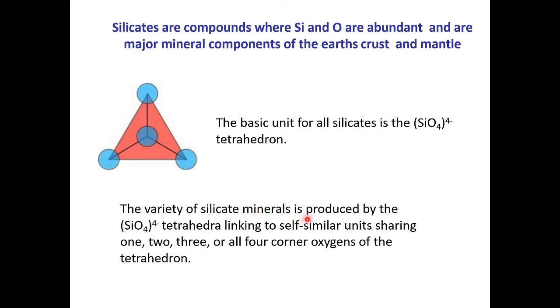The variety of silicate minerals is produced by the linking of one silicon tetrahedron with another silicon tetrahedron by sharing oxygens. So depending upon how many oxygens one particular tetrahedron shares with another, there are various structures listed under the category of silicate structures.